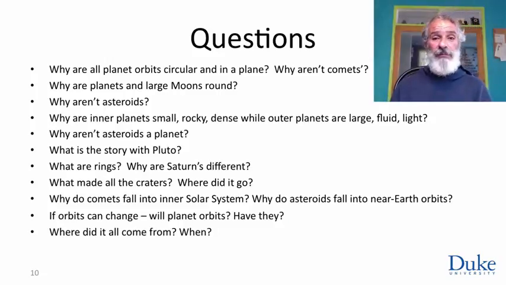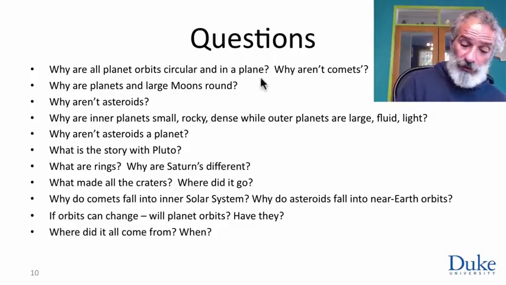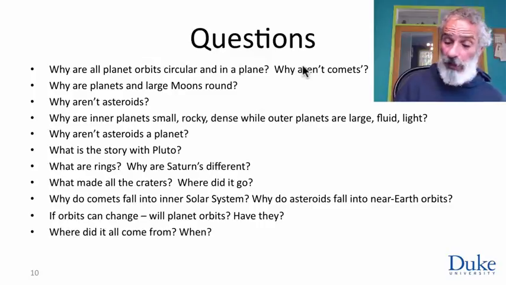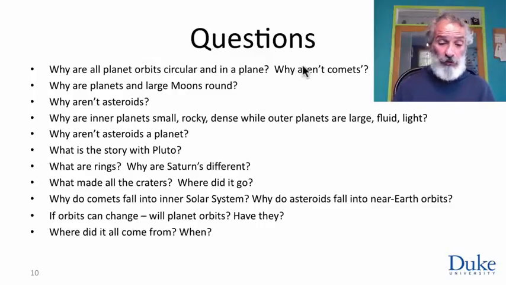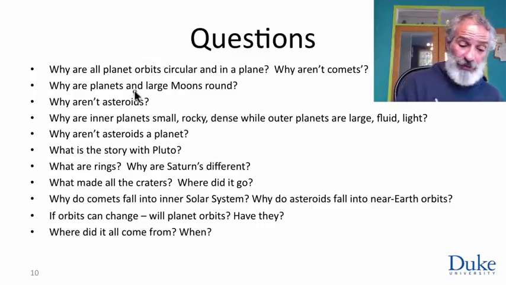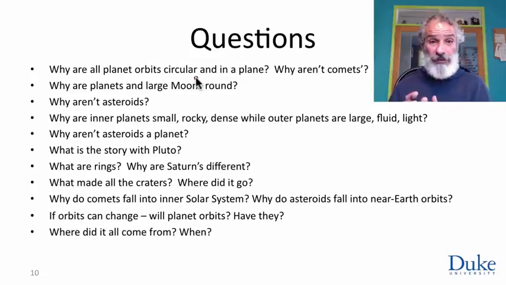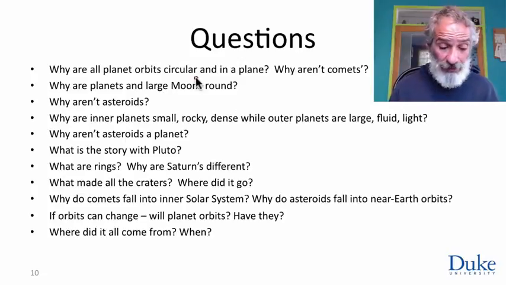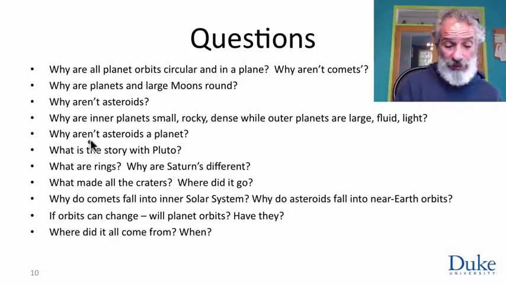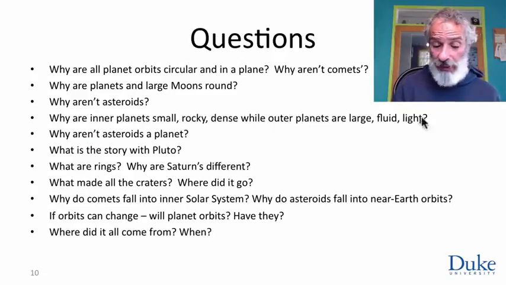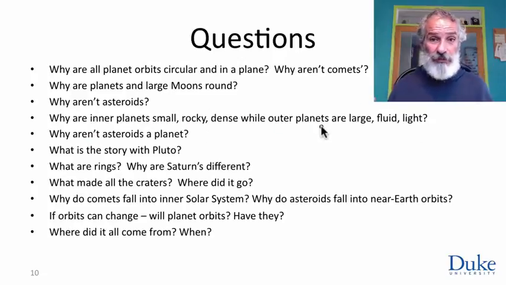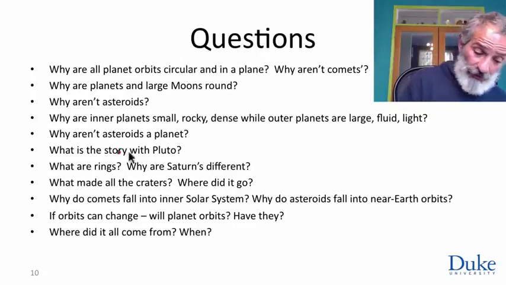I've listed some of them here, and we'll try to see how many of them we can answer and how many more we can raise as we get into more detail. Why are all the planet orbits circular? Why are they all in a plane? Why are the comet orbits neither circular nor in a plane? Why are all the planets and the large moons spherical objects? And if so, why are the asteroids not? Why are there 2 kinds of different planets? Why are there inner planets of one kind and outer planets of a completely different species of objects? Why aren't the asteroids a planet?